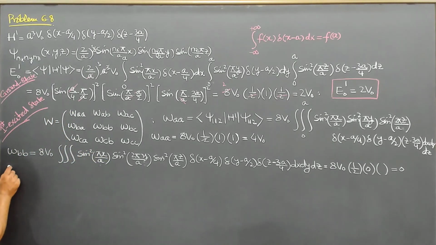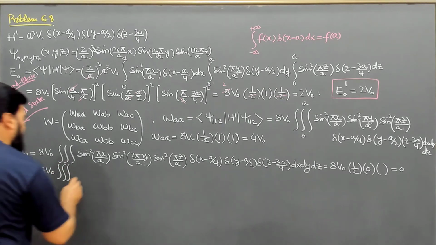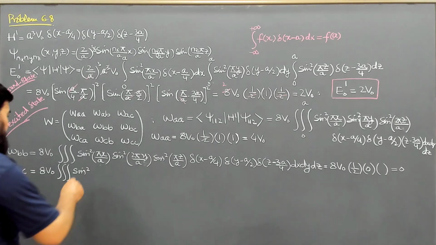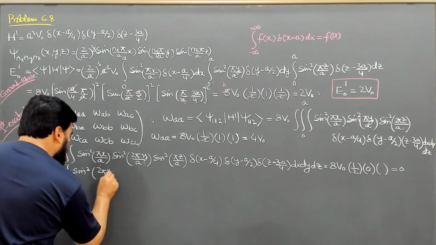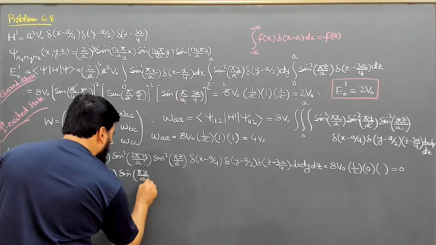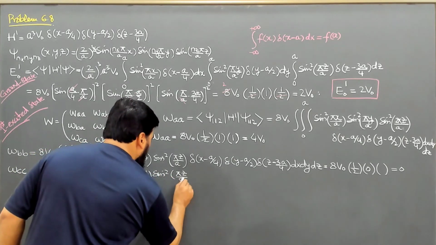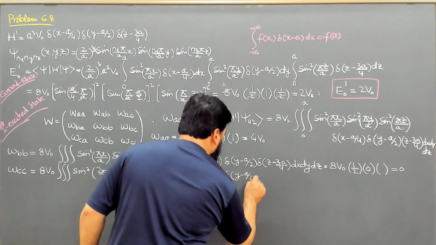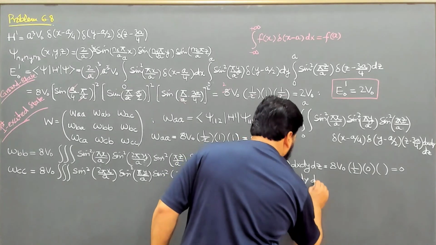Now we calculate W_CC, the diagonal elements, all we are calculating. So 8V naught, the three integrals, and sine squared. Now we will have to think of this thing. This is CC, means it is 2 2 1. So sine squared 2 pi x over a, while the rest will be just n equal to 1. So pi y over a, and then sine squared pi z over a, and then their corresponding delta x minus a over 4, y minus a over 2, and z minus 3a over 4, dx dy and dz.